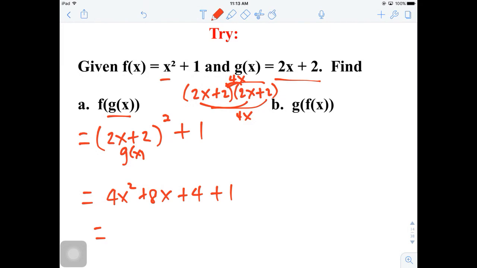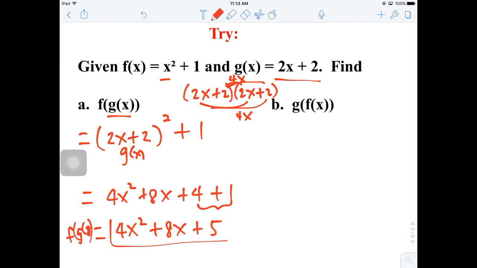So we're going to simplify, and it looks like it's already mostly in standard form. So we got 4x squared plus 8x, and the last two numbers combine into 5, and that is what f of g of x gives us. And that is the final answer.